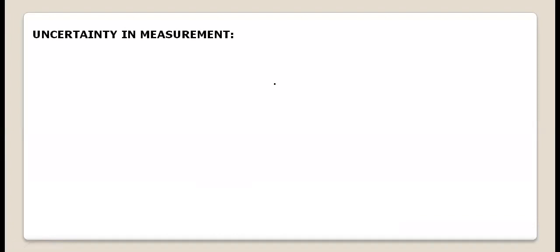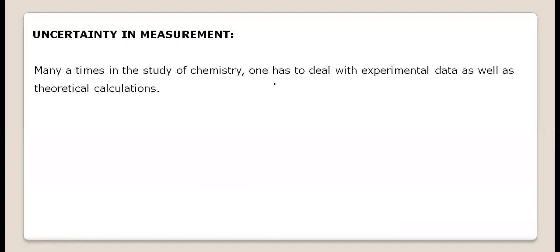So we'll start our discussion. What is meant by uncertainty in measurement? Now, if we observe, many a times in the study of chemistry one has to deal with experimental data as well as theoretical calculations. The data obtained from practical means is experimental data, and the data obtained from theoretical calculation is theoretical data. Handling both, what are all the problems we face and how to organize it? We'll try to observe.